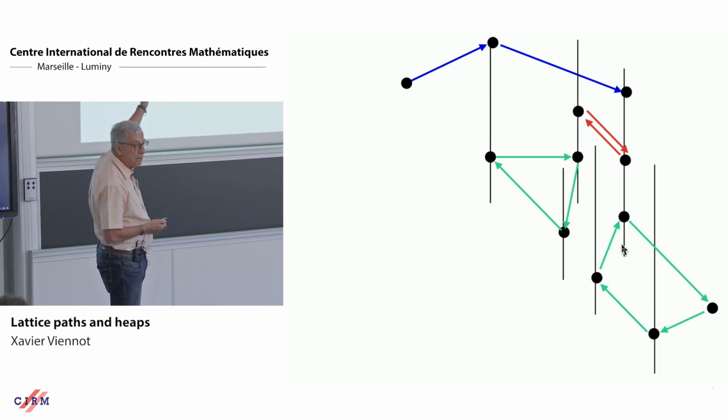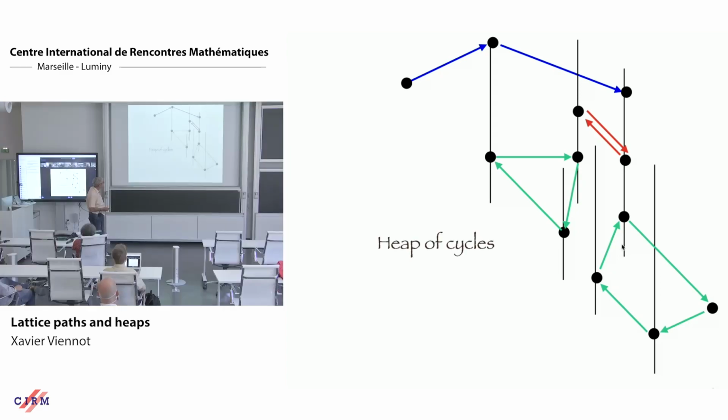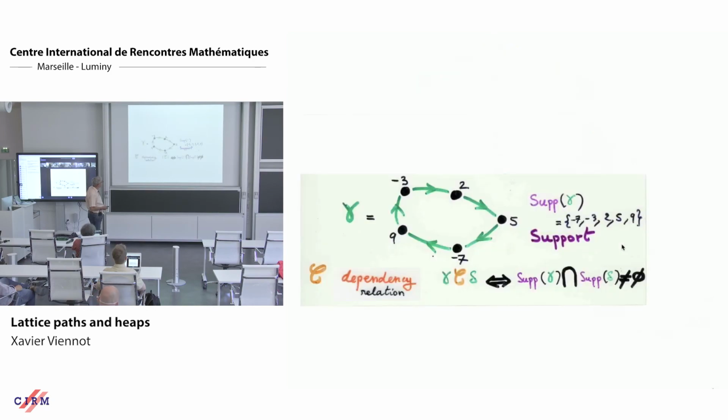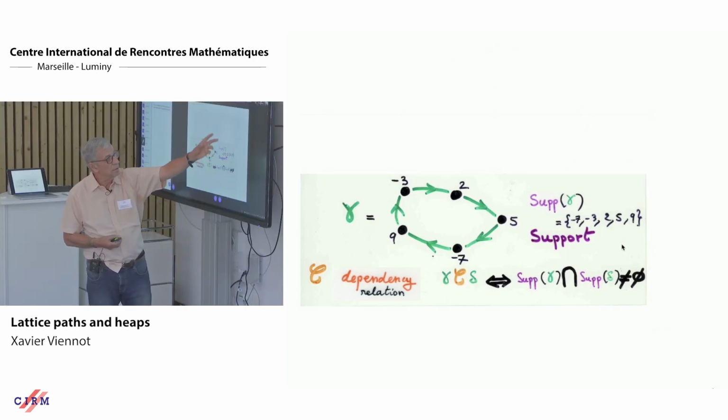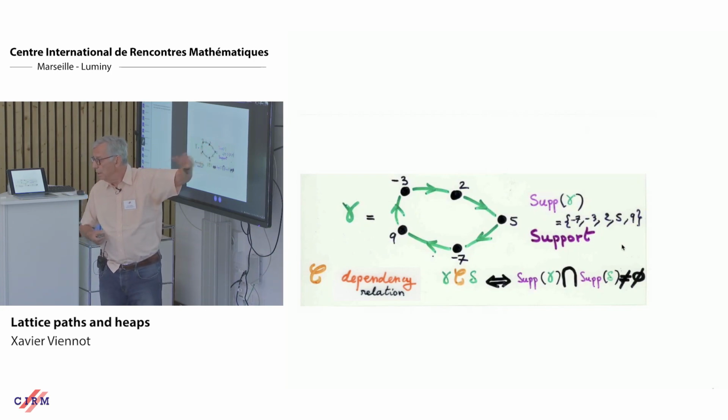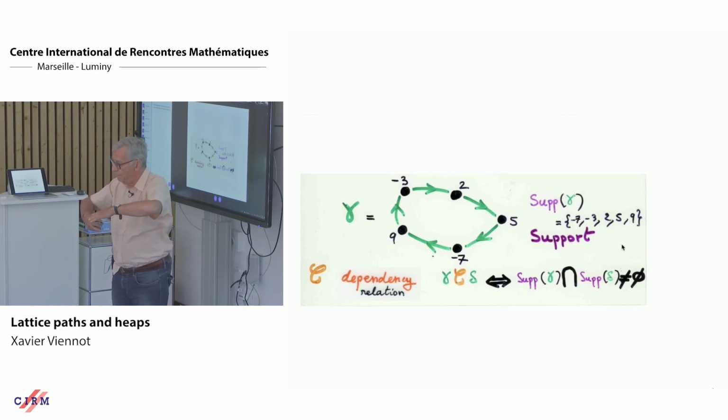And the blue path, the self-avoiding walk coming from the loop-erased random walk, there is a condition on the blue path and the heaps of cycles. So we have the heaps of cycles here, and you have the blue path. I call this a dependency relation. If you have a cycle, the set of vertices is the support of the cycle, and the dependency relation is if the two supports intersect. So one cycle will be above another one.